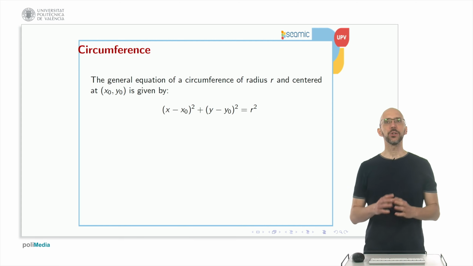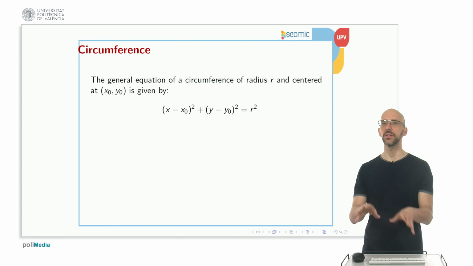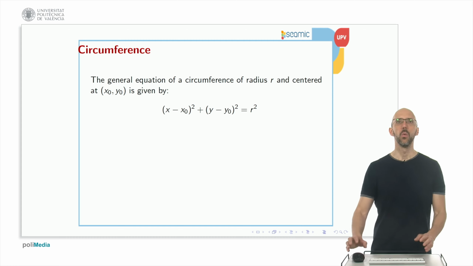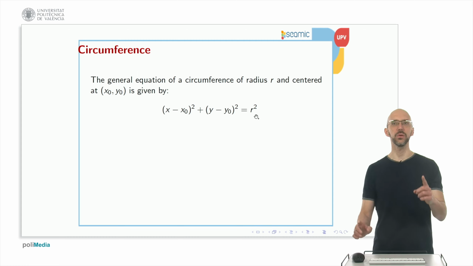Okay, important equation, a very important equation, guys. It's going to appear many times, okay? In my subject, in many other subjects, in mathematics, in physics, in many places. So what is the general equation of a circumference of radius r and center at x0, y0? This is the formula. As you can see, the center is written here, then it is x minus x0 squared plus y minus y0 squared equals the radius squared.